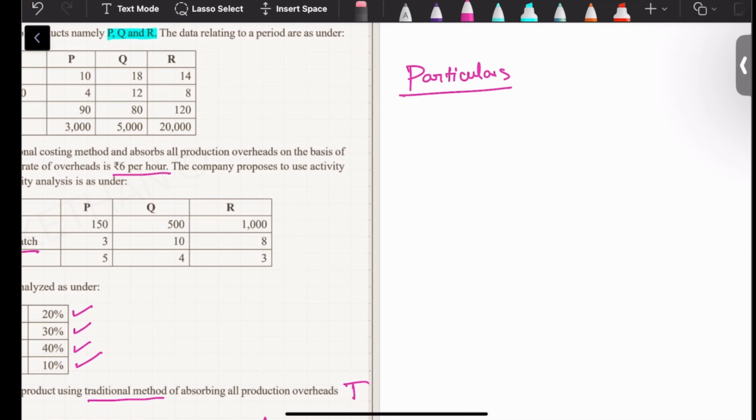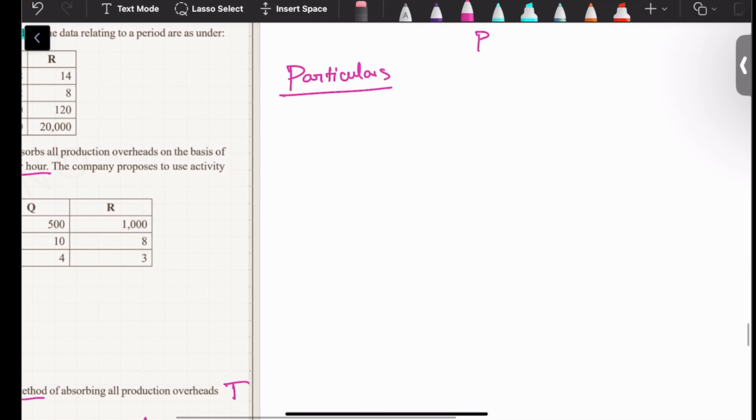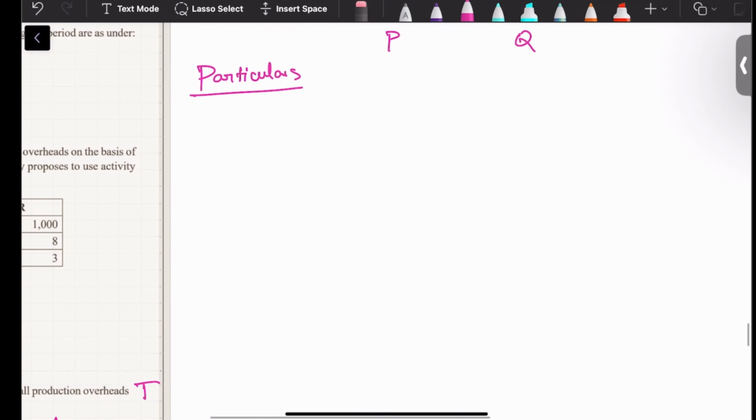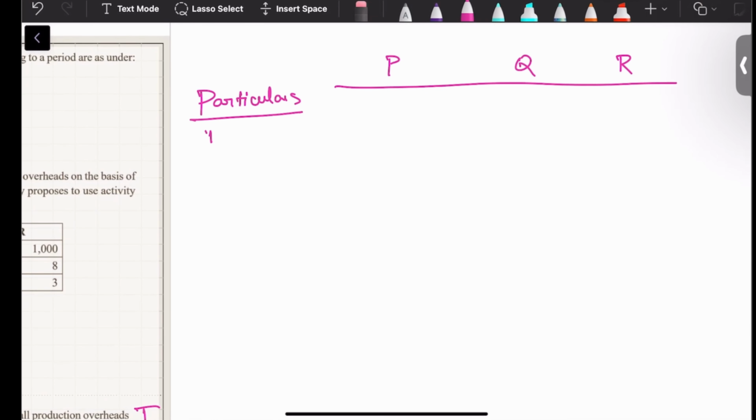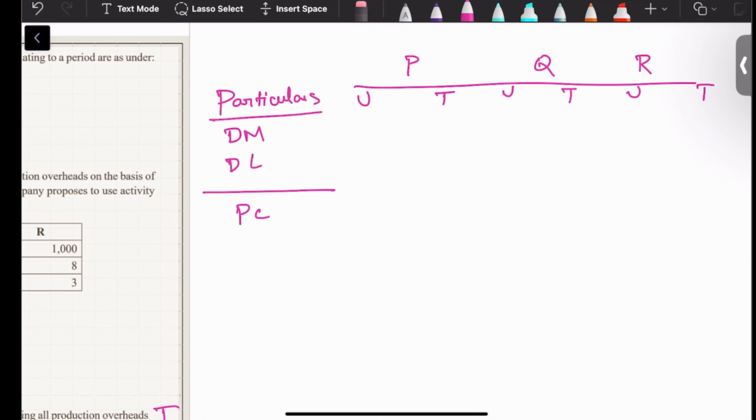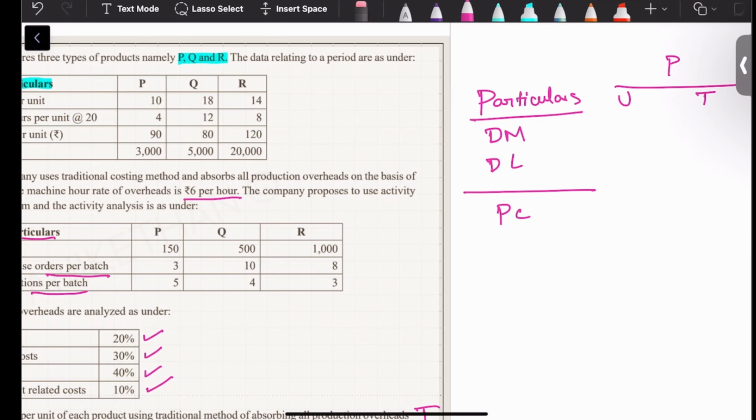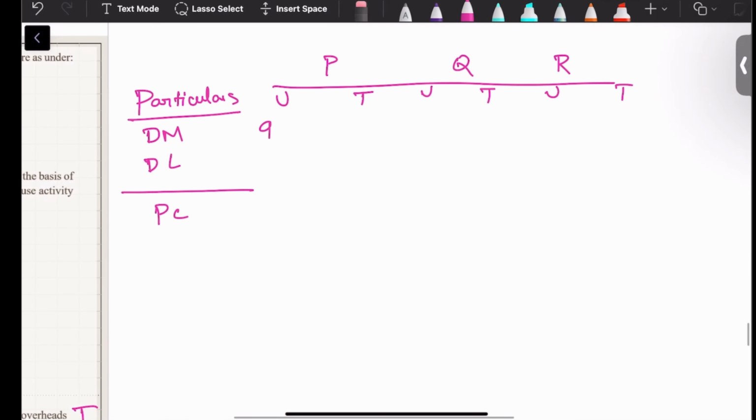So let's start solving the traditional method. We have the usual format: particulars, then three columns for three products. So you have direct material, direct labor, then you get prime cost. Let us also divide into unit and total values. So let's record the direct material: 90, 80 and 120.